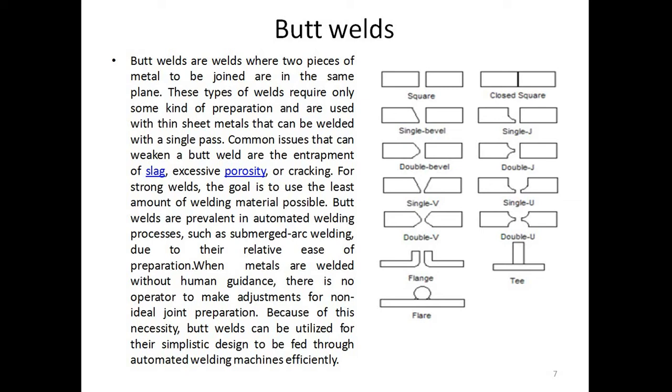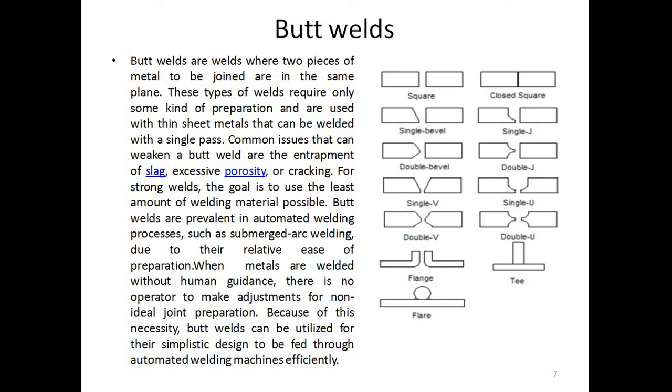Square butt weld is there in the first sketch. In the second sketch, single bevel butt weld is there, where one piece is beveled and one is straight. In case of square, the two edges are straight edges. In a single bevel, one is straight, one is a bevel. In a double bevel, from the center, the two edges are beveled.